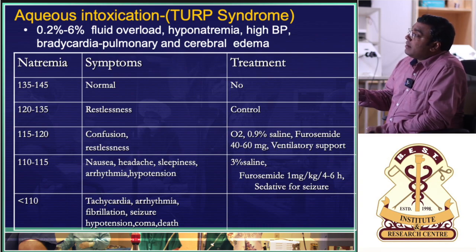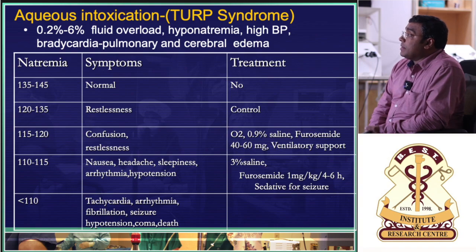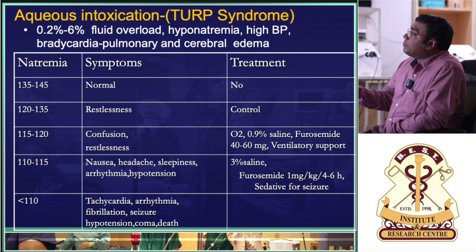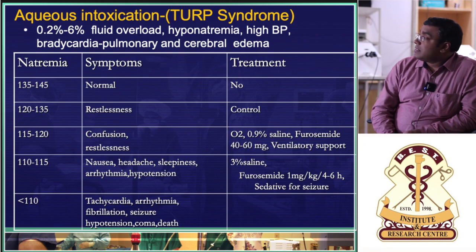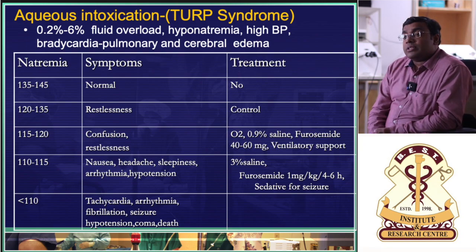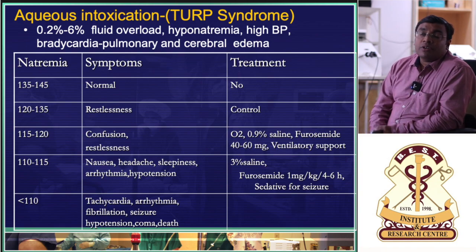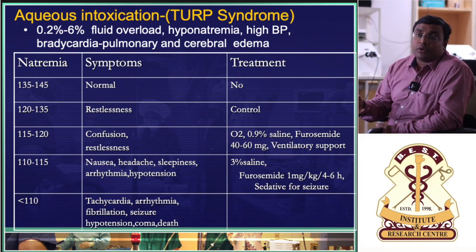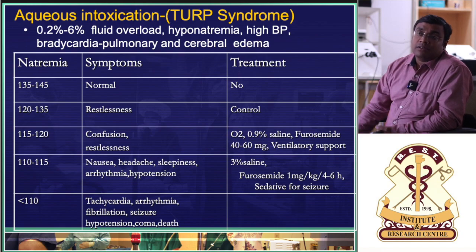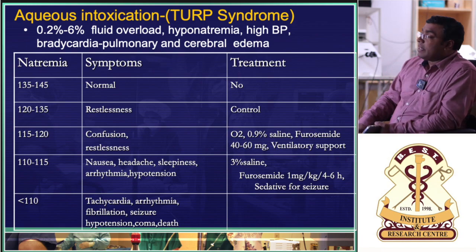Next, when the sodium level is between 110 to 115, nausea, headache, sleepiness, arrhythmias and hypotension set in. So you have to pick up the problems at this stage, not just at this stage. When you pick it up, there is already hypotension, sleepiness, headache and nausea. In that situation you give hypertonic saline, 3% saline, so that the fluid will get away from that area.